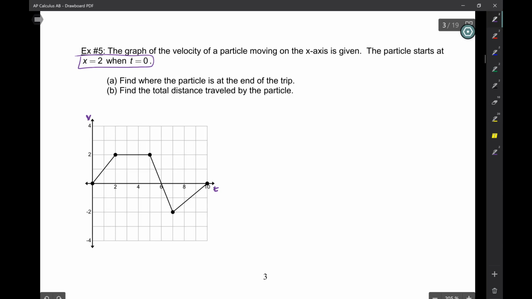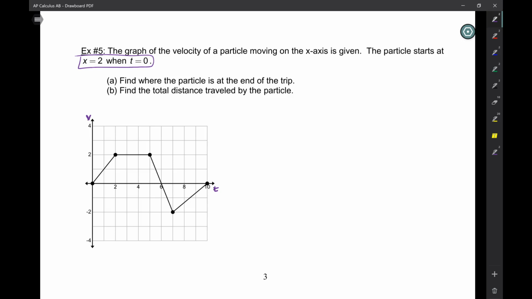How fast is this thing going at t equals 0? 0. At t equals 2, how fast is it going? 2. At t equals 7, how fast is it going? 2, but in the opposite direction. So we know how to read this now. At t equals 2, the velocity is positive 2. At t equals 7, the velocity is negative 2. In both cases, it's going at the same speed, but in different directions. Below the x-axis, v is negative, it's going to the left. Above the x-axis, it's going to the right.